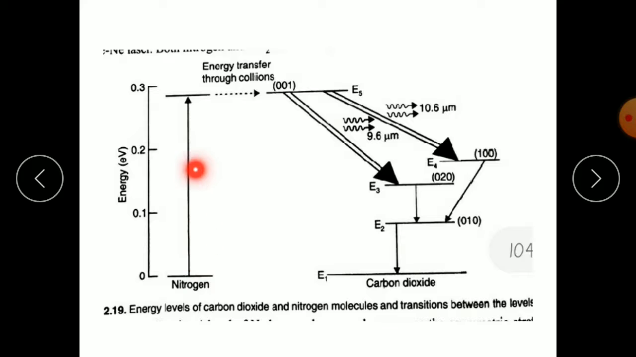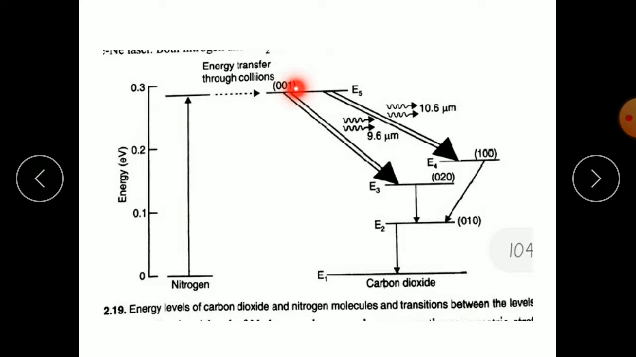So this nitrogen plays the same role as helium plays in the helium neon laser. In the carbon dioxide laser, the role of the nitrogen atom is to excite the carbon dioxide molecule up to this level. The energy of this excited state of nitrogen coincides with the energy level of this 0, 0, 1 level, that is the E5 energy level of the carbon dioxide molecule.